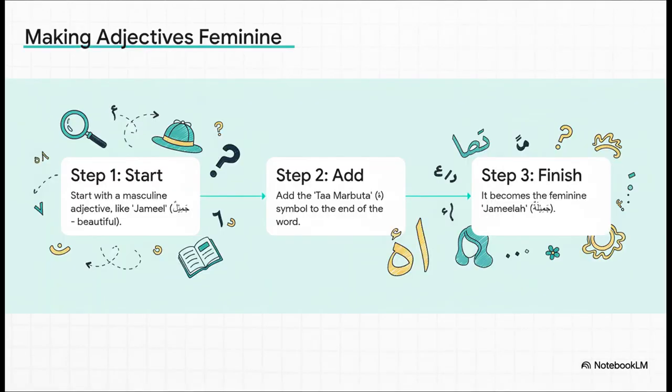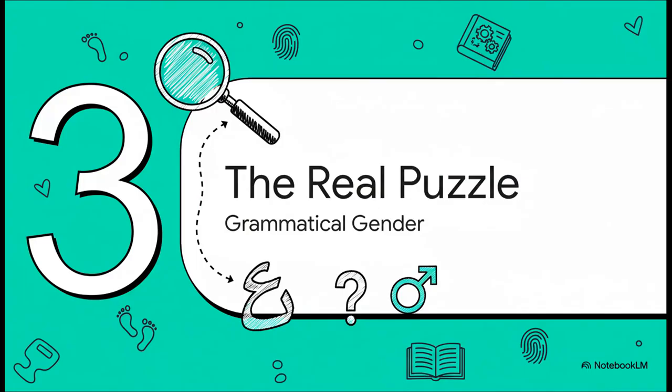And check out how easy it is. Let's take the masculine adjective jamil, which means beautiful. You want to make it feminine? You just pop this little symbol, the ta marbuta, right on the end. And boom, jamil becomes jamila. It's a really clear visual cue that tells you, hey, we're talking about something feminine now. Okay, so we've handled the obvious cases.